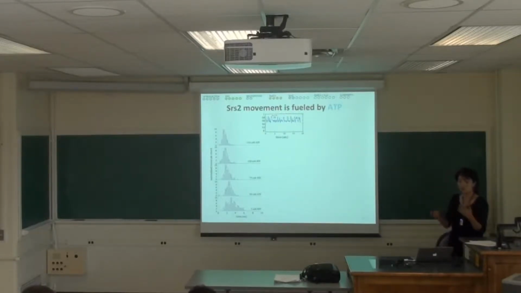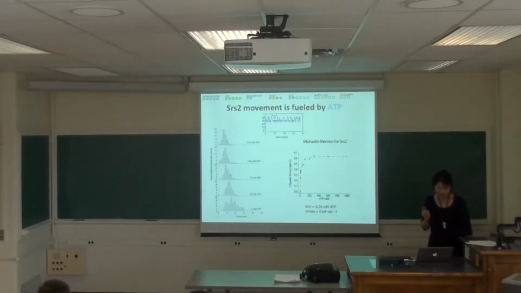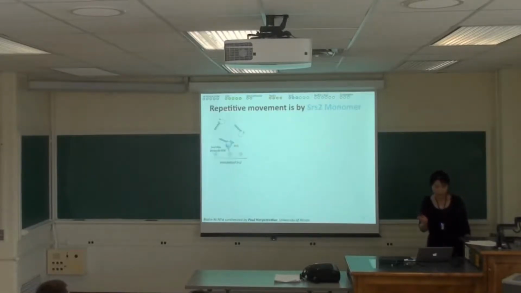We can, of course, take the inverse of this dwell time, which is the rate of this motion, and fit that to Michaelis-Menten kinetics, and we can generate the Km and the Vmax for the reaction. Okay, so that's the ATP dependence.